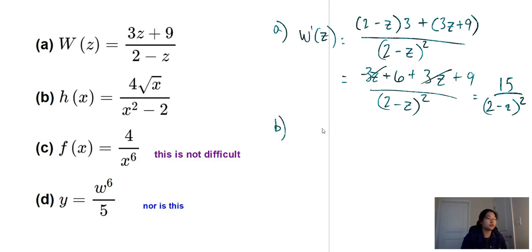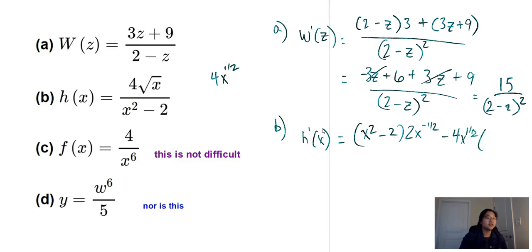Alright, so we go to B. B is also a quotient rule. So h prime of x, low d high, so that's what? X squared minus 2 times the derivative of the numerator, and this numerator is 4 times x to the 1/2 power. I'm just thinking about that. So that's nice, because then we end up with a 2x to the negative 1/2 minus high, which is 4x to the 1/2, d low, which is 2x, all over x squared minus 2 squared.